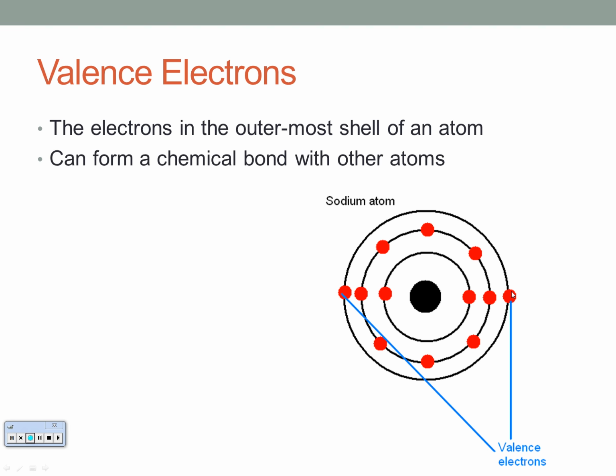These are important because they are what form chemical bonds with other atoms. So all bonds are a result of the interactions of these valence electrons. And you can have a max of 8. So there can be a max of 8 electrons in the outermost shell of an atom.